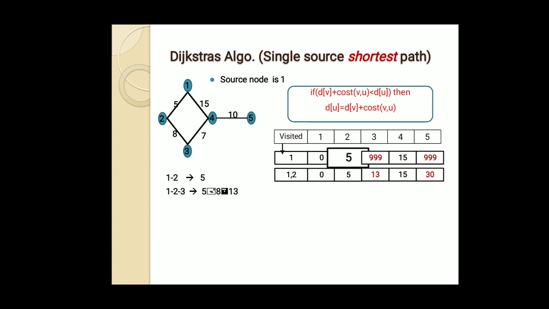I've already visited 2, so I'll ignore that minimum value 5. So what are left out? 3, 4 and 5. The other nodes to be visited are 3, 4 and 5, isn't it? So 2 I have already visited and I know the minimum value for that. So I'll be ignoring that and only finding out the minimum with respect to 3, 4 and 5 nodes, right?